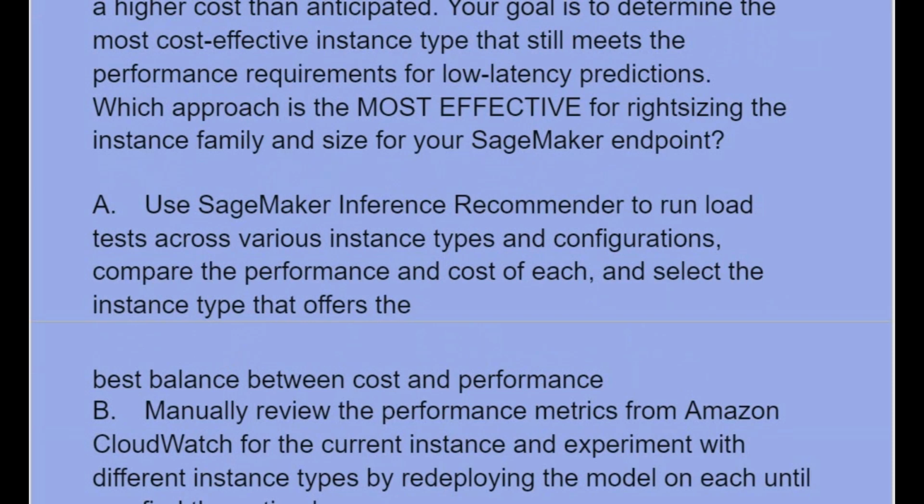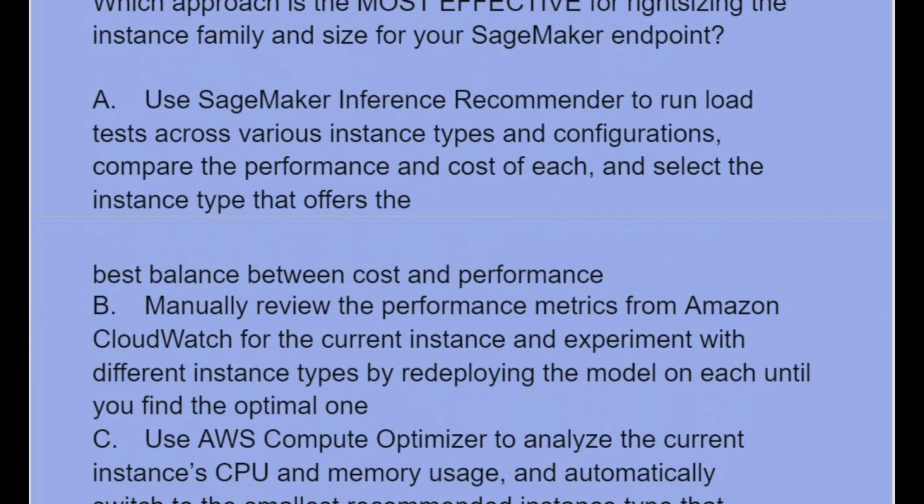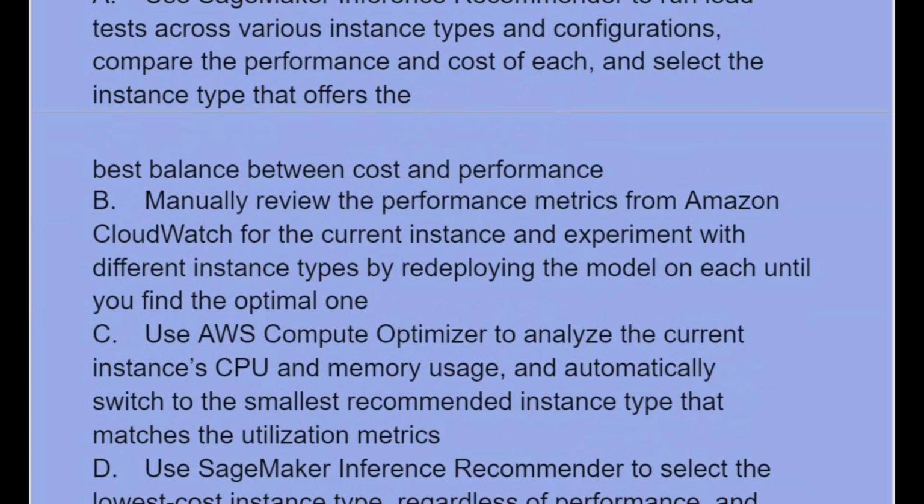Option A. Use SageMaker Inference Recommender to run load tests across various instance types and configurations. Compare the performance and cost of each and select the instance type that offers the best balance between cost and performance. Option B. Manually review the performance metrics from Amazon CloudWatch for the current instance and experiment with different instance types by redeploying the model on each until you find the optimal one.